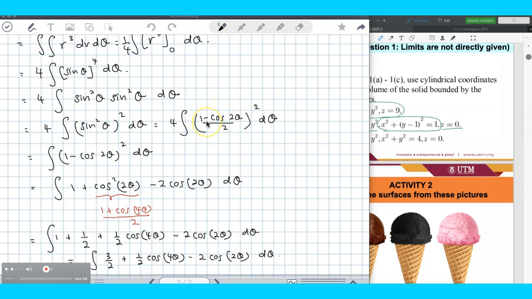So this is the most appropriate identity that can be used here, because we don't want to deal with the square, right? We want to reduce the power. So this is the most appropriate one.